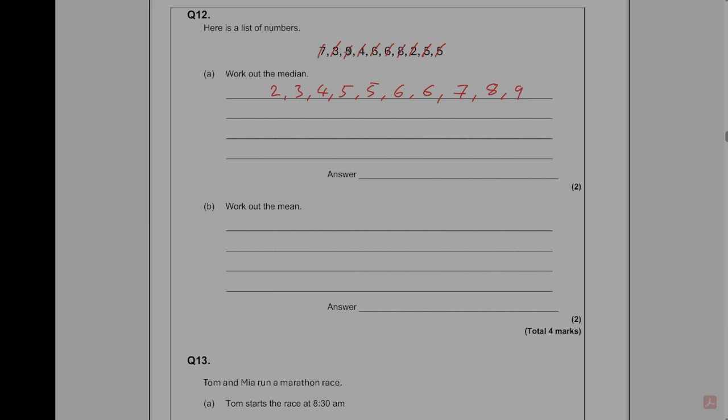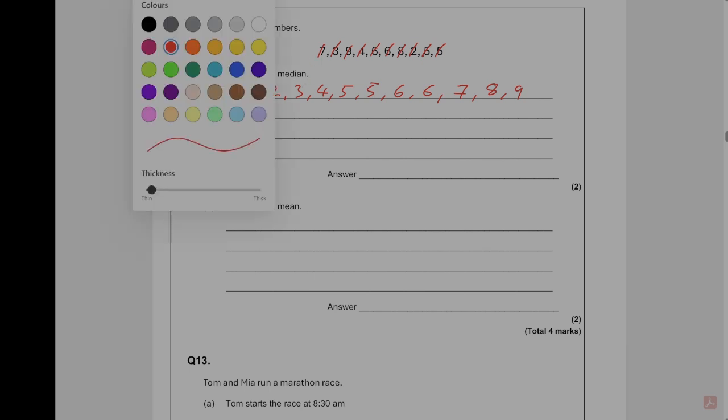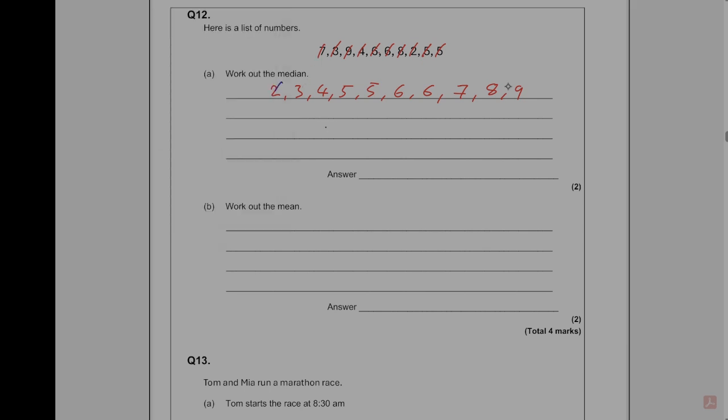Double check. 1, 2, 3, 4, 5, 6, 7, 8, 9, 10 numbers. So if I've got 10 numbers, I'm actually looking for the 5th and 6th value. We could do this by topping and tailing, crossing them out in pairs. So I'm after the average of these two. And then the number halfway between 5 and 6 would be 5.5.